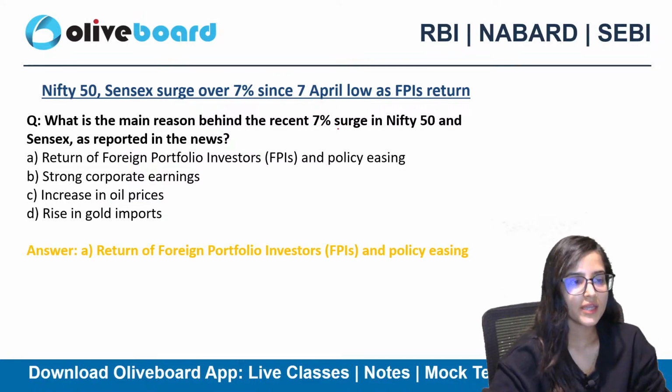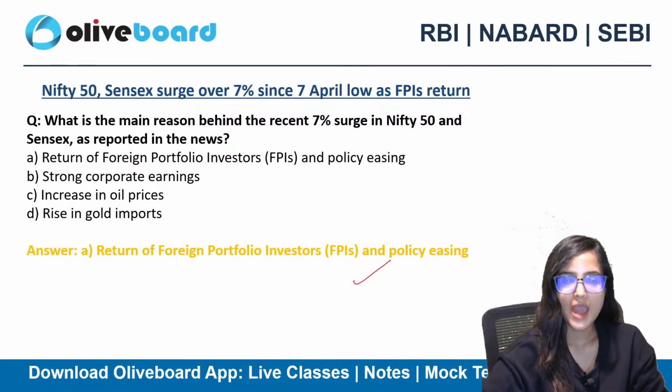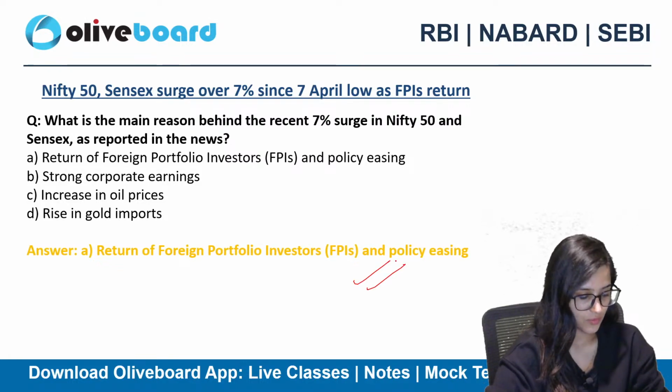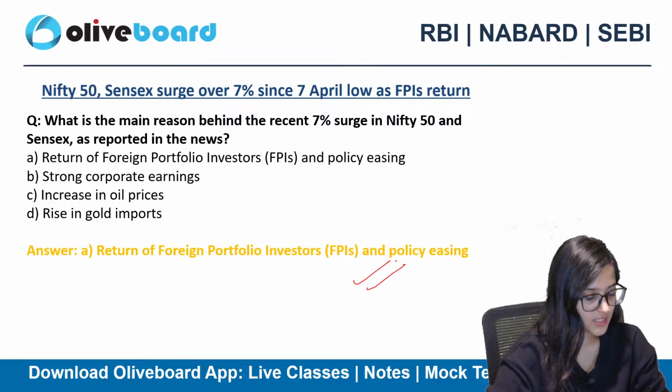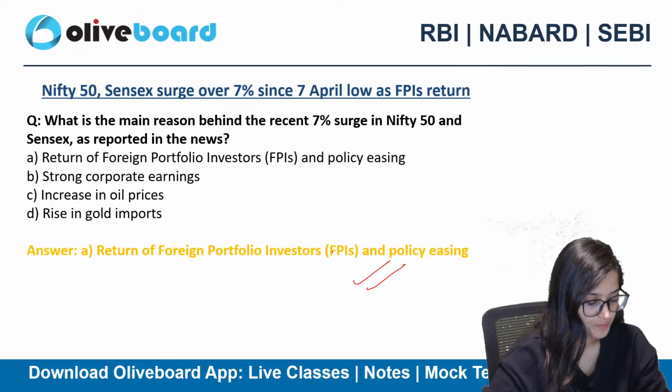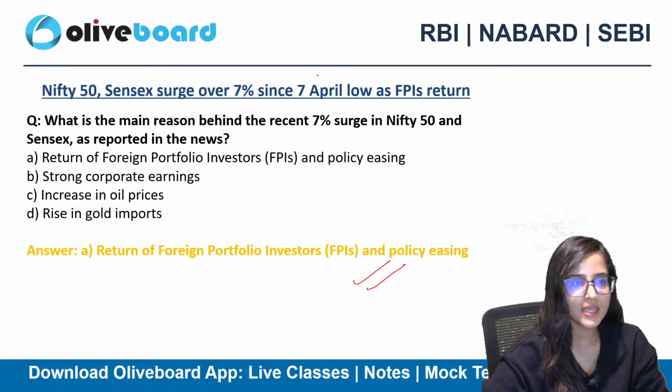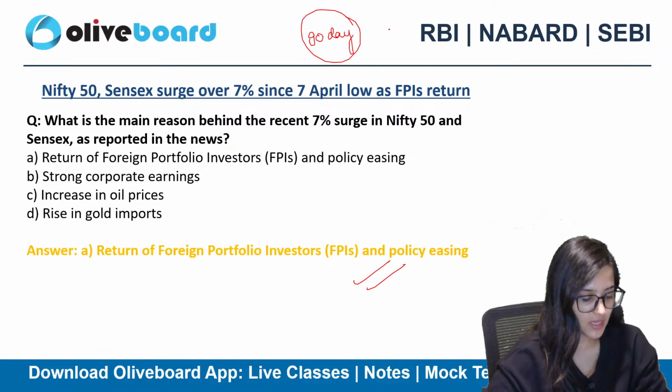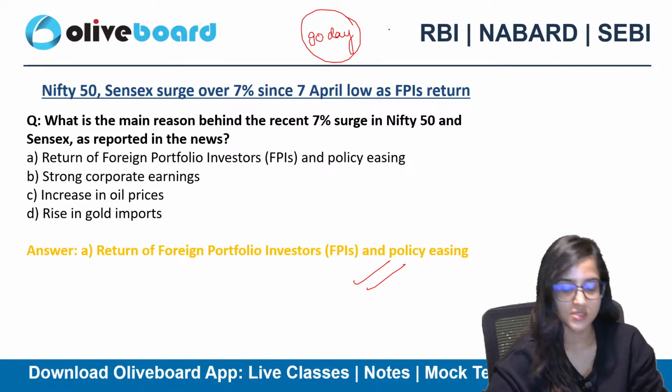Yes, absolutely correct. Return of FPIs and policy easing. Good. Yes, both of these reasons. Please give me your name first of all. You're absolutely correct. The 90-day pause is one major reason, obviously, but yes, the CCyB, the buffer that you're talking about, can also be one of the reasons.